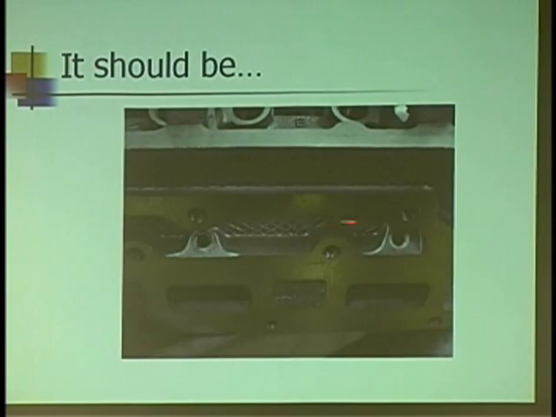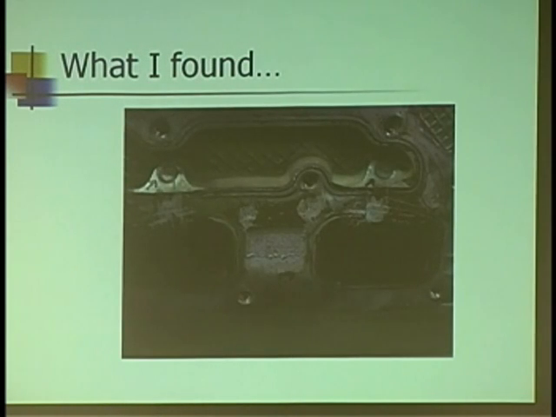This is what the California emissions look like. That's that channel I told you about. And these are the ports that lead to the individual exhaust runners. So that's what I was looking to see when I pulled the exhaust manifold off. I figured those have got to be clogged up. I'll clean them out and we'll be done. Instead, I found this.